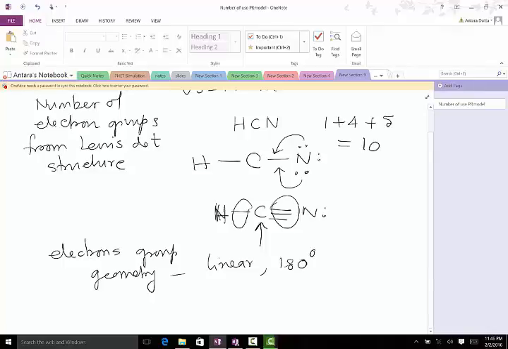And the polarity of the molecule depends on the symmetry and other factors that we will discuss later. So next, similarly, if you draw carbon dioxide, the Lewis dot structure of carbon dioxide is like this, and that will be also linear in shape. Bond angle will be 180 degree.